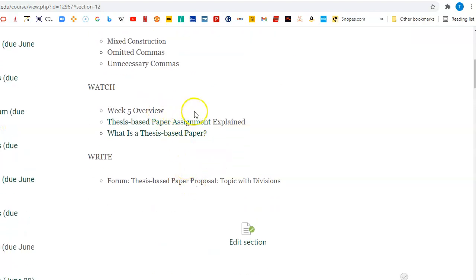And in this first module for the week, in addition to the overview video, there's a video in which I explain the thesis-based assignment, and then another one in which I go into a little more depth about what a thesis-based paper is. Your forum for this Thursday is to identify a topic and then to begin to sort it out based on its divisions. The divisions become either the paragraphs or maybe in some cases the set or pair of paragraphs that develop a major subtopic under the topic.